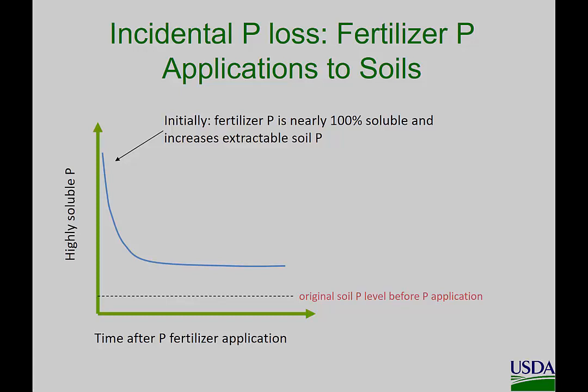When we consider incidental loss of phosphorus, we need to consider phosphorus solubility with time after a fertilizer application. And this can be fertilizer or manure, but initially, when we first apply our fertilizer, it's nearly 100% soluble, and it increases the soil extractable pool. And then with time, that fertilizer phosphorus, the solubility decreases as it reacts with the soil. So if you get a rainfall event early on, you're going to have a lot of incidental phosphorus losses. You're going to get a huge slug of dissolved phosphorus you're going to lose directly from that fertilizer.